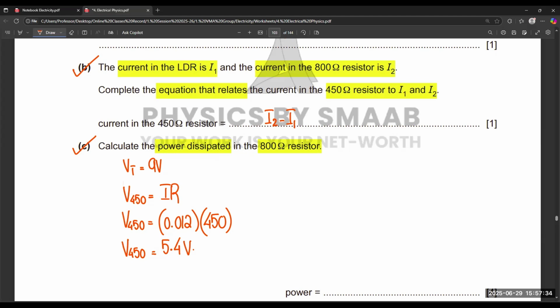5.4 volts is the voltage taken by one resistor, and this will be the same for the LDR, because the LDR is also connected in parallel combination. For the 800 ohm resistor, out of 9 volts, 5.4 is taken by one component, and the rest of the value is 3.6.